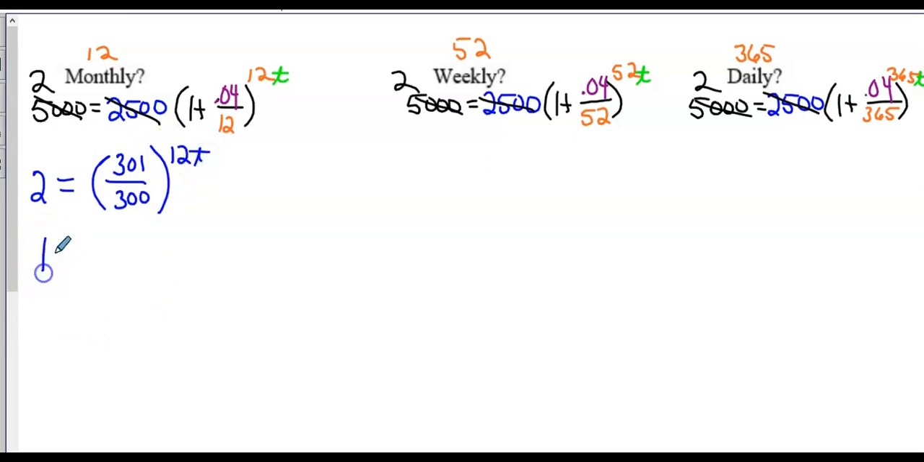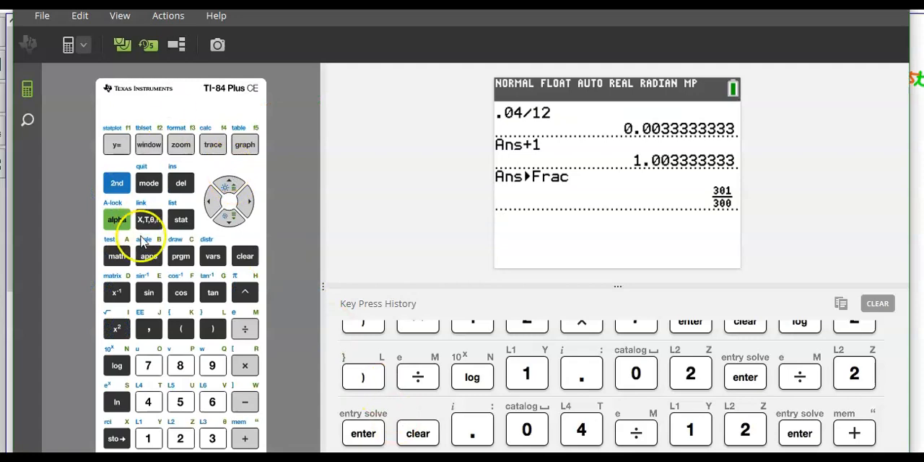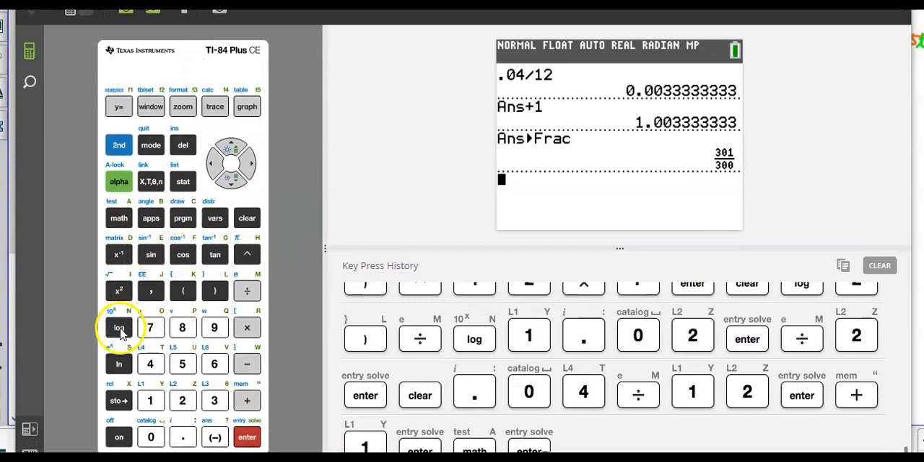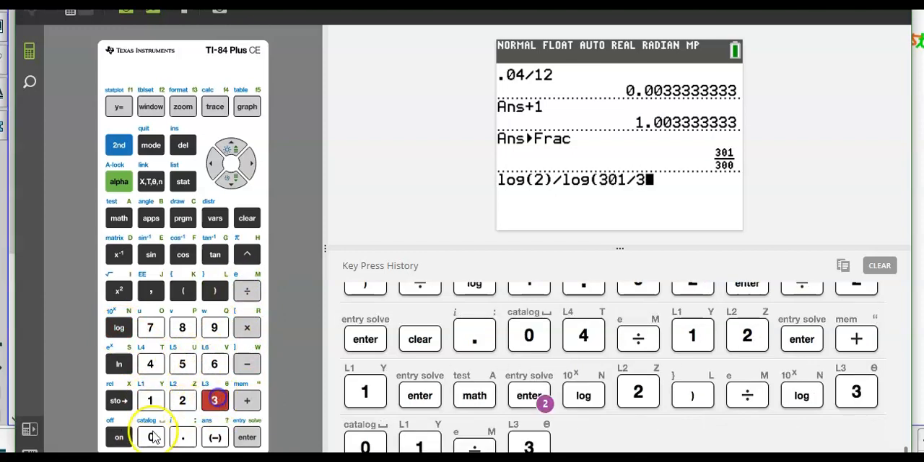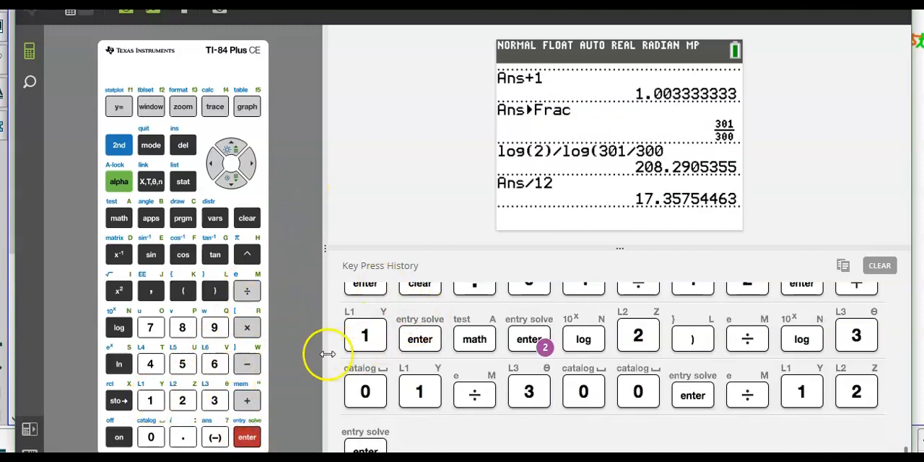So we'll have log 2 over log, and we can enter this in our calculator just like this. So whatever we get, we'll divide it by 12. All right, so let's enter that in our calculator. It's going to be like this, log 2, parentheses, divided by log, you can just enter 301 divided by 300 equals, and then divide that by 12. 17.358.